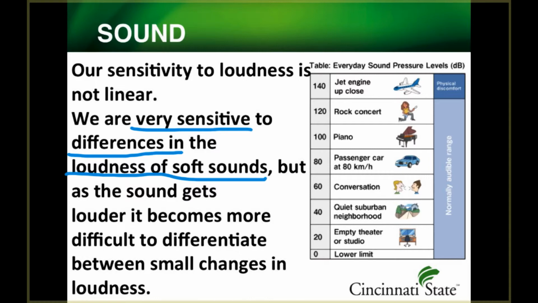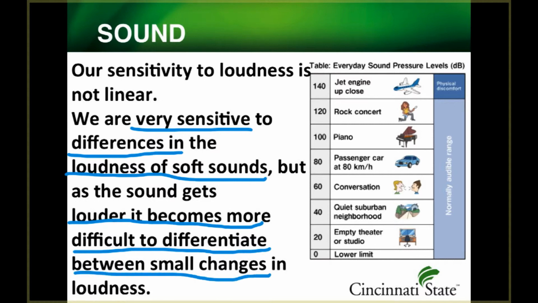But the louder things become, the more difficult it is to differentiate between small changes in loudness. So let's say you're at a rock concert and they take it from 8 on up to 11. It just goes from being loud to loud, maybe a little bit louder, but once it gets to a certain point, our ears really can't tell the difference between super loud and even louder than super loud. It's just the nature of how we hear.